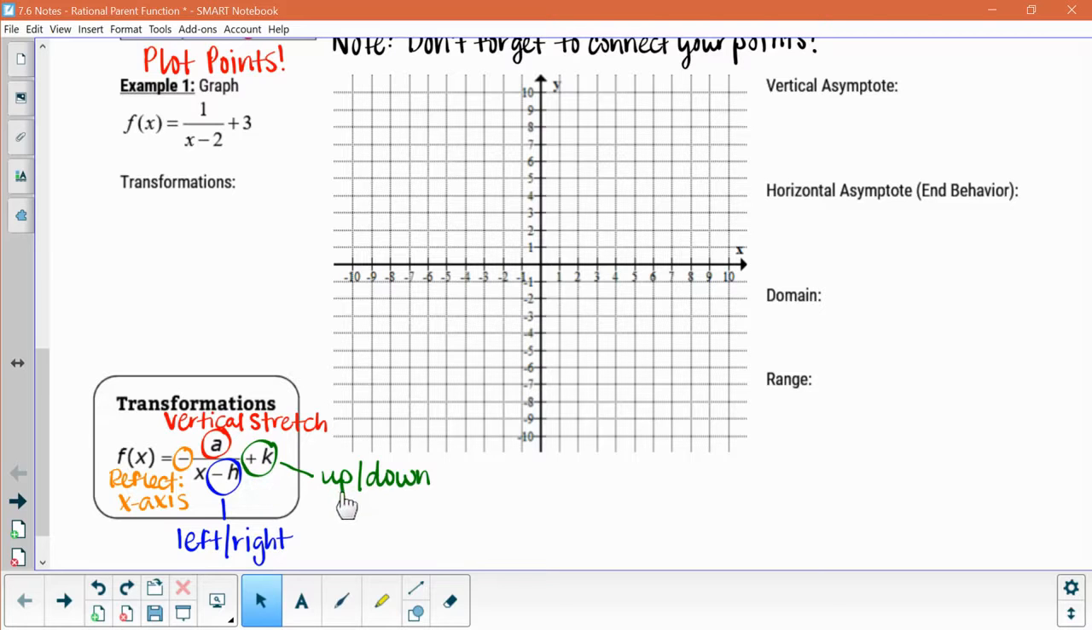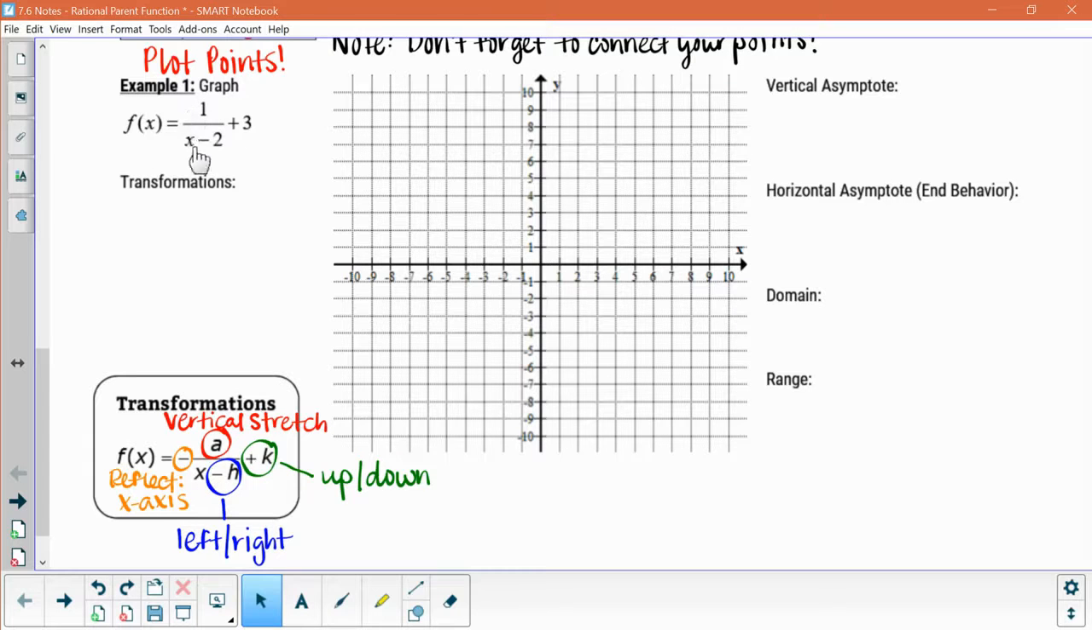Plus k is my shift up or down, and if I have an a in the numerator, that's going to be a vertical stretch. If I were to have an a in the denominator, that would be a vertical compression. But more often than not, you're going to be seeing vertical stretches over vertical compressions for rational functions. So let's go ahead and look at my graph.